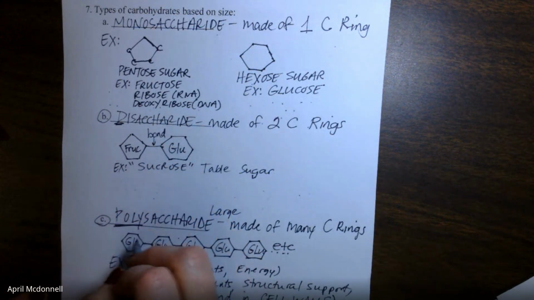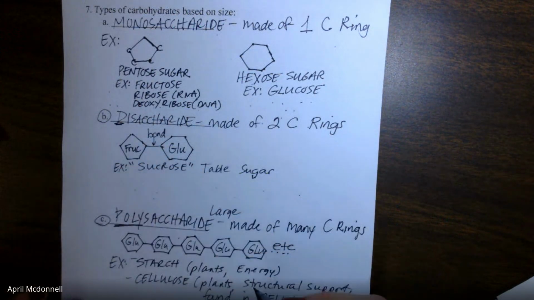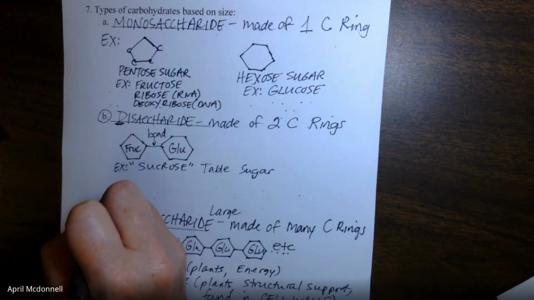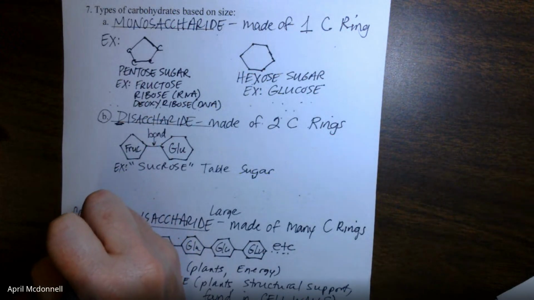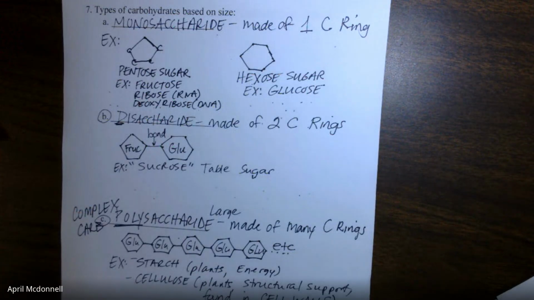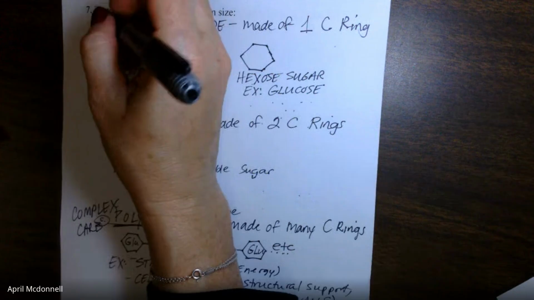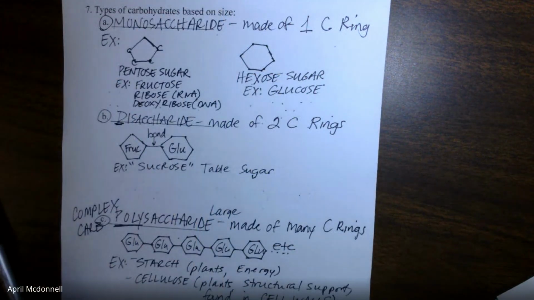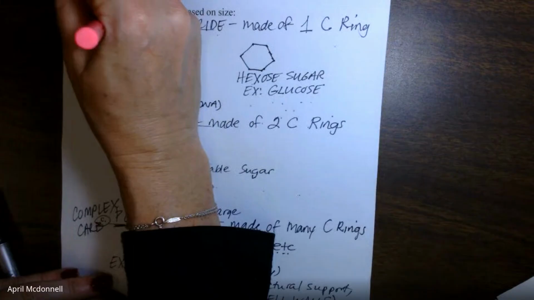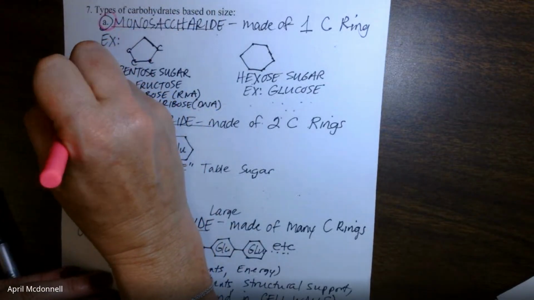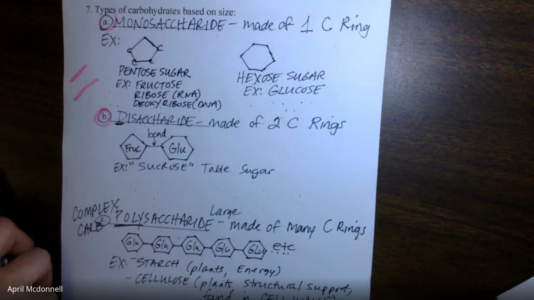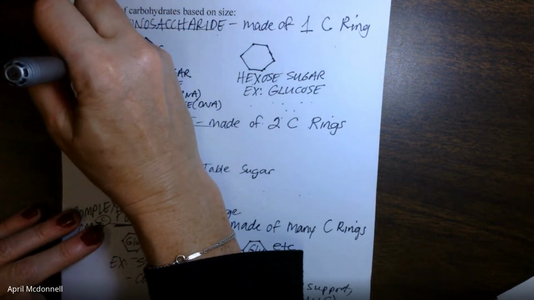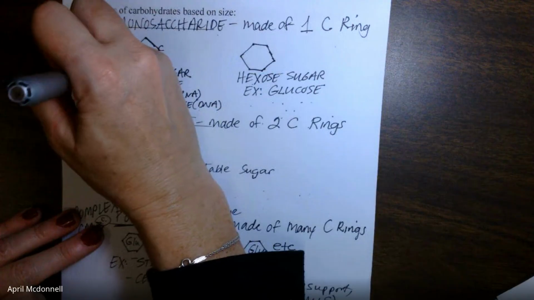This third type, which is called a polysaccharide, is often called a complex carb because it is pretty large. Whereas these two, monosaccharides and disaccharides, are both called simple sugars because they're much smaller.